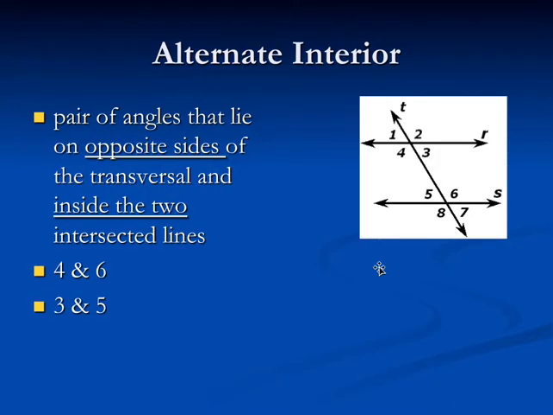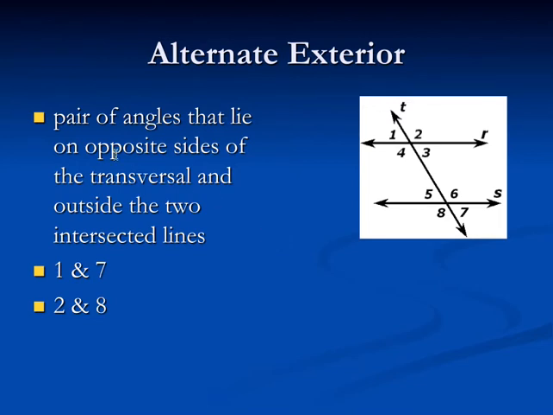Okay, so now we have some pairings. Alternate interior angles are a pair of angles that lie on opposite sides of the transversal and inside the two intersected lines. In this diagram that you've already drawn, angles 4 and 6 are going to be our alternate interior angles. They're on opposite sides of the transversal: 4 is on the left, 6 is on the right, and they're located within the inside of the two lines being intersected. Just like 4 and 6 are alternate interior, 3 and 5 are alternate interior.